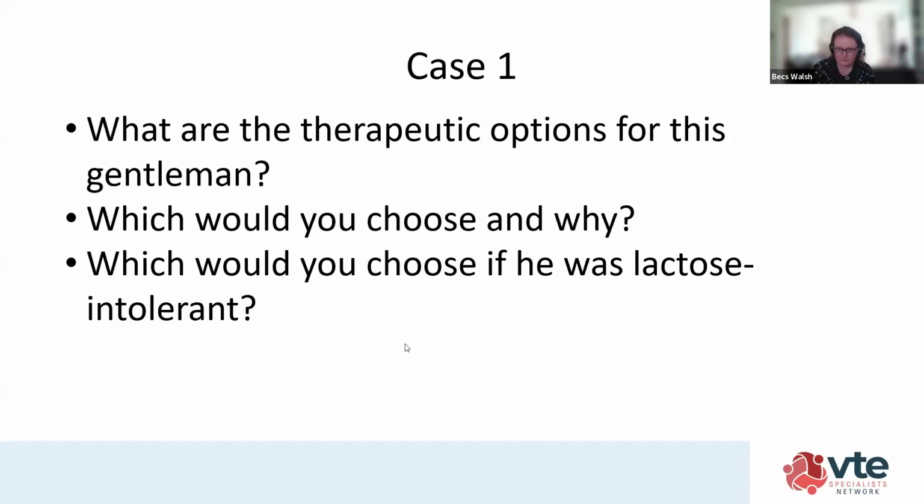Rivaroxaban, 15 milligrams twice a day for 21 days. Now, I haven't talked about doses yet, but we'll come back to doses outside the initial run-in period. Apixaban, 10 milligrams twice a day for 7 days. Dabigatran is not an option. Don't know if anybody said dabigatran, because the creatinine clearance is less than 30. Okay, so if you were going to prescribe this gentleman edoxaban after the 5 days of low molecular weight heparin, what dose would you use and why?